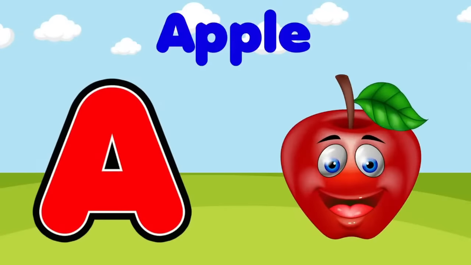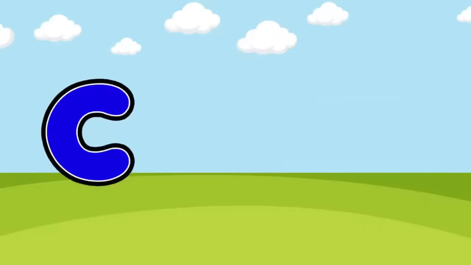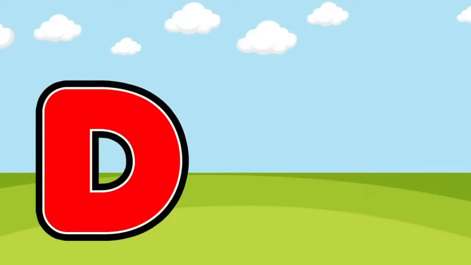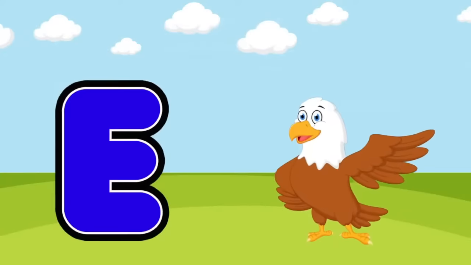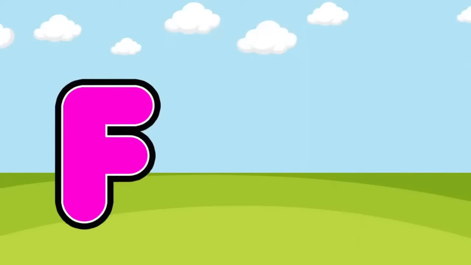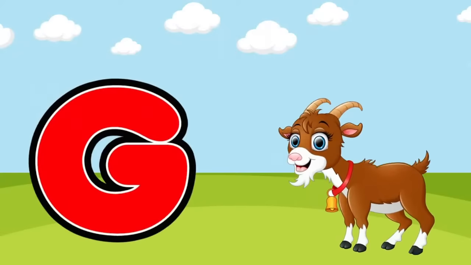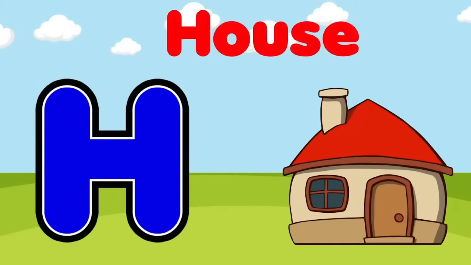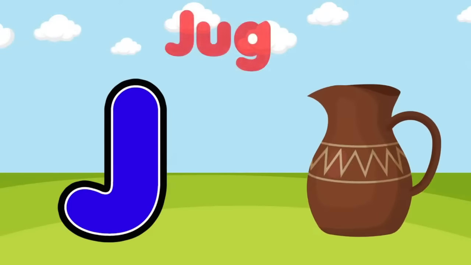A for apple. B, B for ball. C, C for cow. D, D for dog. E, E for eagle. F, F for fan. G, G for goat. H, H for house. I, I for iron. J, J for jug.